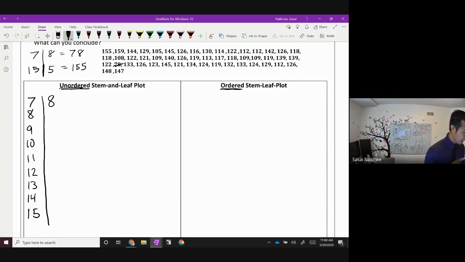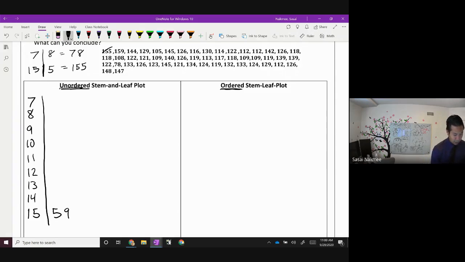You ready? How would I do this unordered? I would just go through one line at a time, right? So I'm going to erase this and just start this over, and I'll just do it from the very first line. Very first line is 155. Do you see that right there? So I'll just go down here and I write a 5, and I cross it off. 155 is done. Go to the next one, 159. Just write a 9 right next to it.